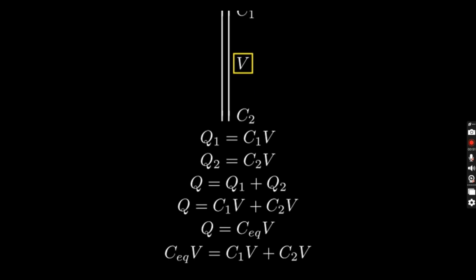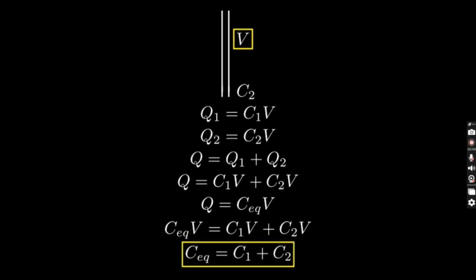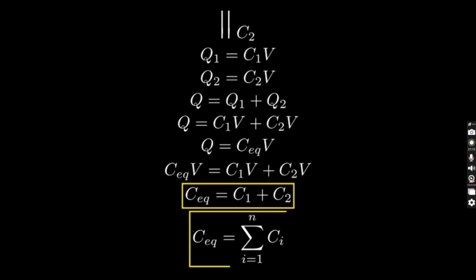Since both expressions for Q must be equal, we can write C equivalent times V equals C1V plus C2V, dividing both sides by V. Assuming V is not 0, we get our final result. The equivalent capacitance equals C1 plus C2. This result shows that for capacitors in parallel, the total capacitance is simply the sum of the individual capacitances. This can be generalized for n capacitors in parallel as the sum from i equals 1 to n of Ci. This makes intuitive sense because in a parallel combination, each capacitor provides additional area for charge storage, increasing the total capacitance of the system.